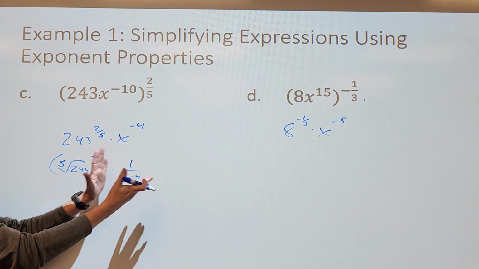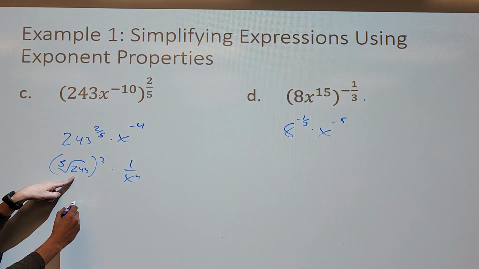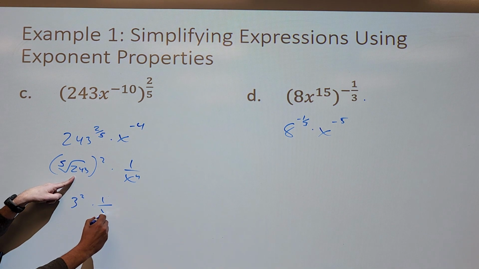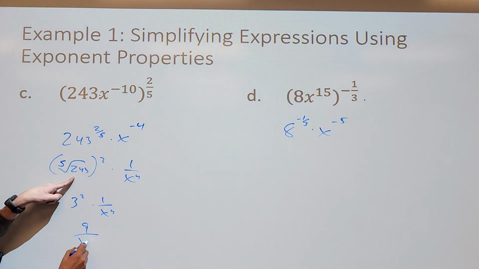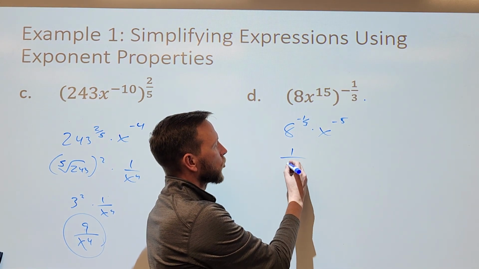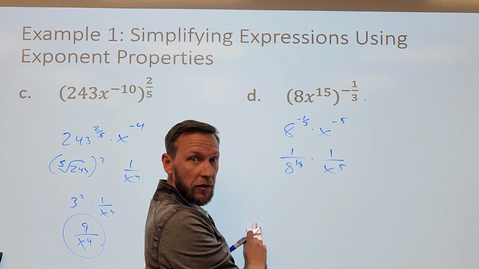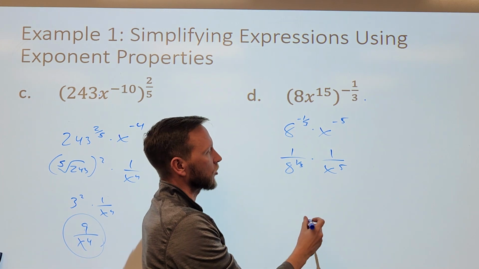So that we'll put in the denominator at the end here. The 5th root of 243 is 3. 3 squared is going to give us 9, so we end up with 9 over x to the 4th power. All right? Over here, 8 to the negative 1/3 is 1 over 8 to the positive 1/3, and this is 1 over x to the 5th. These will combine in just a second to one fraction.